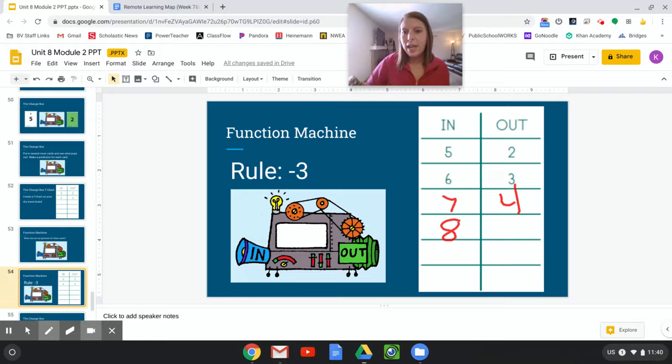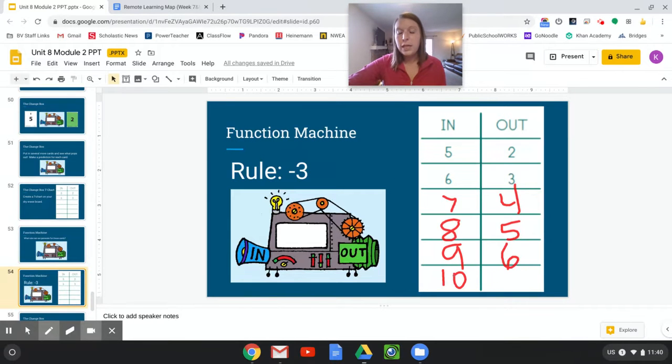What if we put in an 8? If you put an 8 in the machine, then subtract 3. 8 minus 3 equals, yell it out, 5. If we put a 9 in the machine, and then we subtract 3, what number would come out? 9 minus 3 equals 6. All right, last one with this rule. If you put a 10 in the function machine and then you subtract 3, what number will come out? 10 minus 3 equals 7. All right.